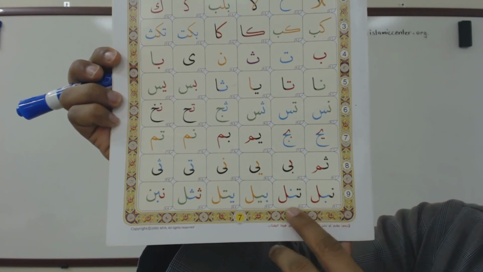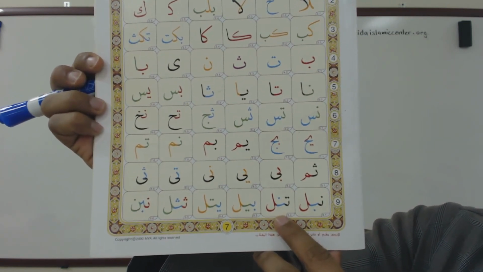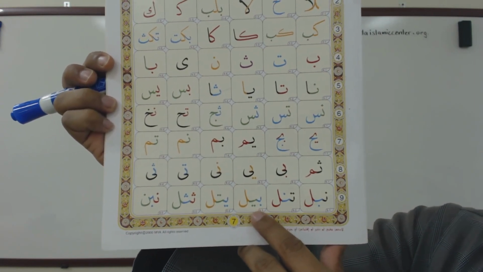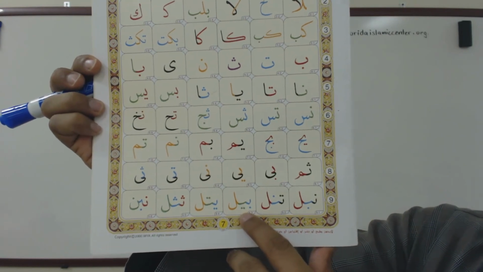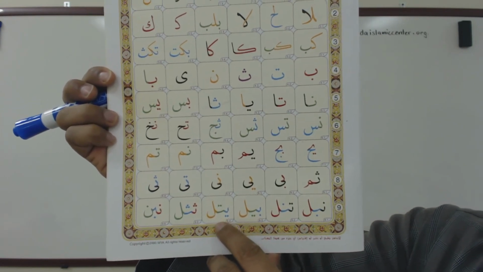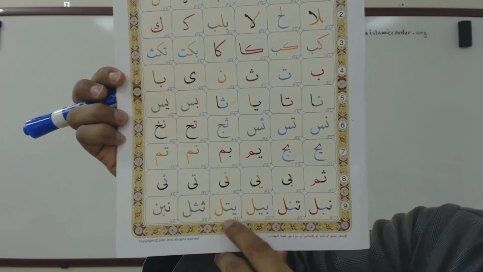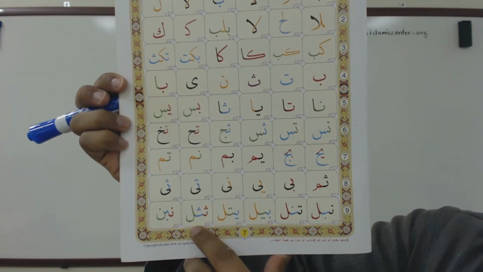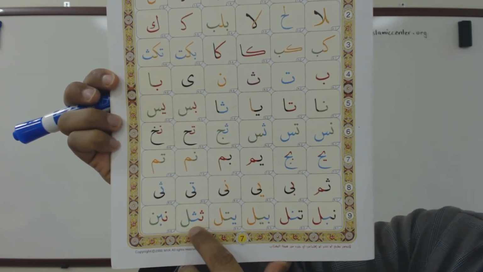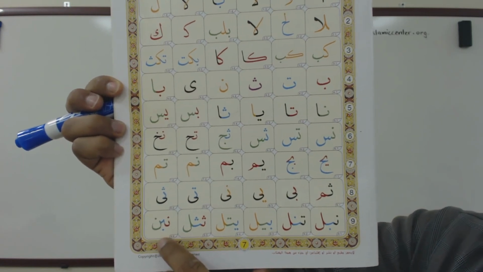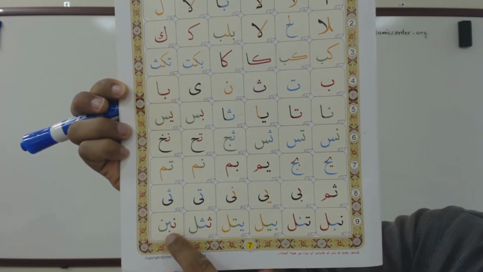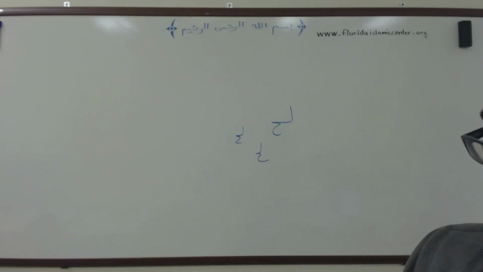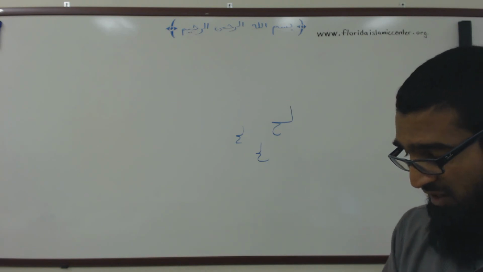Next. Noon ba lam, very good. Ta noon lam, very good. Ba ya lam, good. Ya ta lam. Next. Tha lam, very good. Noon ba noon. You can't say na because there's no vowel on it, right? Noon ba noon, just identifying the letters. Very good.